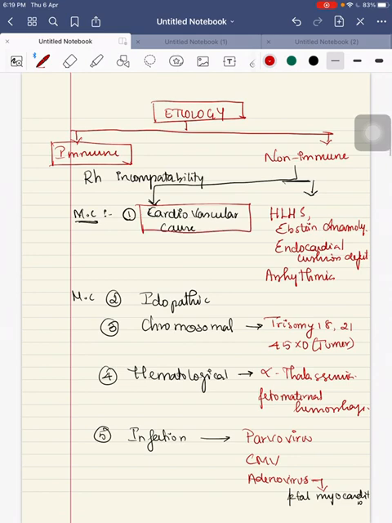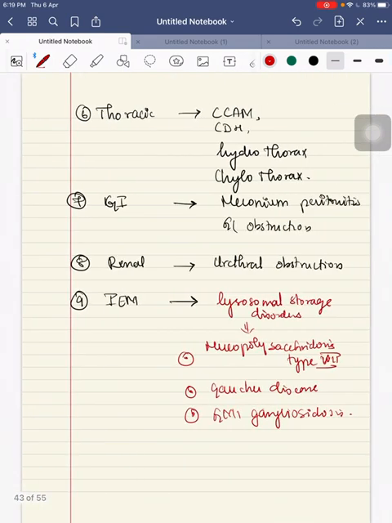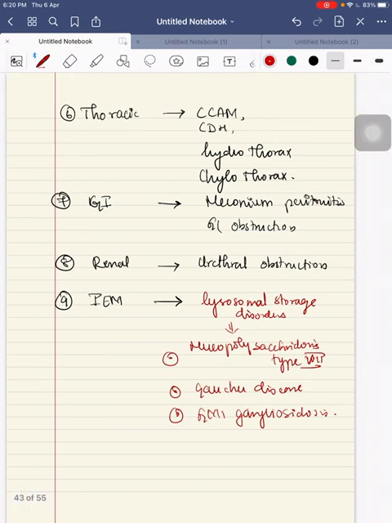Start with cardiovascular cause, because this is the most common cause for non-immune Hydrops fetalis. It constitutes around 20%. Among cardiovascular we have hypoplastic left heart, Epstein anomaly, endocardial cushion defect and arrhythmia. Second most is idiopathic. Then you come for chromosomal, or you can remember like cardiovascular, CVS, RS, GI and renal, then hematological. Then even in any neonatal problem you will write about IEM. So IEM we have lysosomal storage disorders.